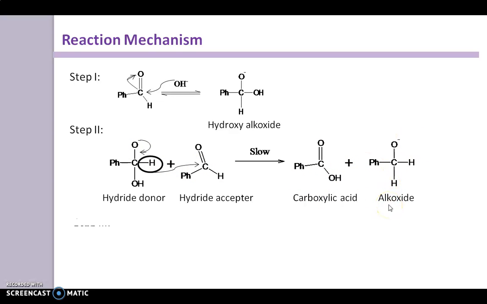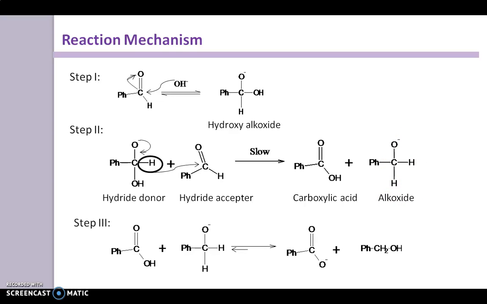In the next step there is transfer of a proton from this carboxylic acid to the hydroxide ion, and it forms a water molecule, and this water molecule transfers the proton to this alkoxide, and due to that it forms benzyl alcohol, and there is a formation of the carboxylate ion.